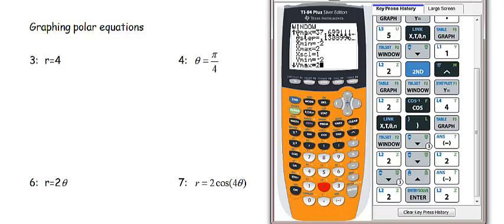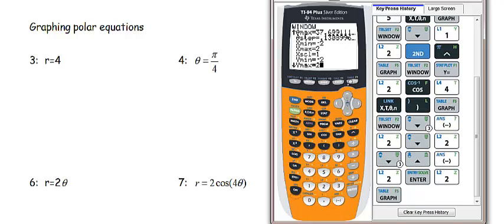One more other thing here, the step. This just talks about how often it plots. If you want to get a much cleaner picture, make this number smaller. If you want to graph faster, make it larger, but it ends up making a jagged picture if that number is kind of large. So if you're ready, go to graph, and we get basically a flower. Now, let's go back to our window here.